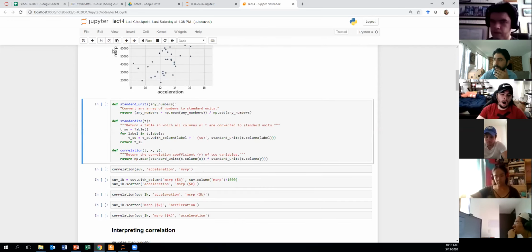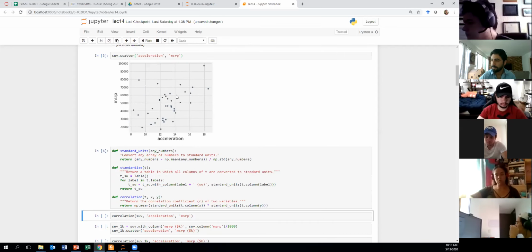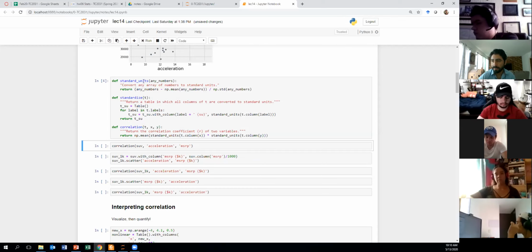So here I'm defining the function that we saw before, standard units, that converts any array of numbers to standard units, and it converts all my tables into standard units.